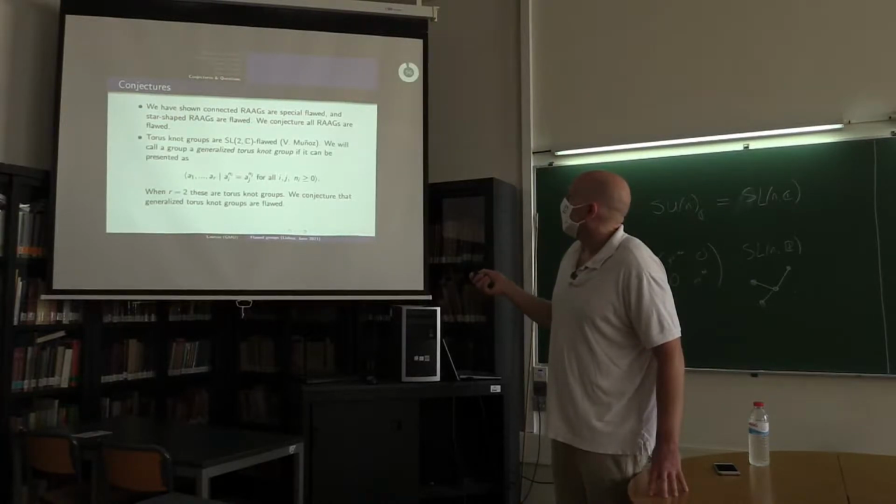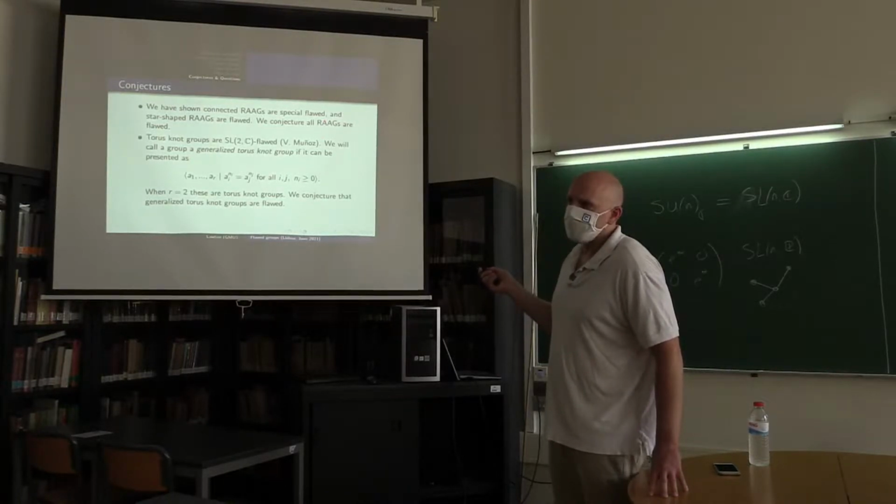We've shown that connected rags are special flawed, and star-shaped rags are flawed. So a big conjecture is all rags are flawed. I guess this is already in our abelian paper, but not in our original paper.